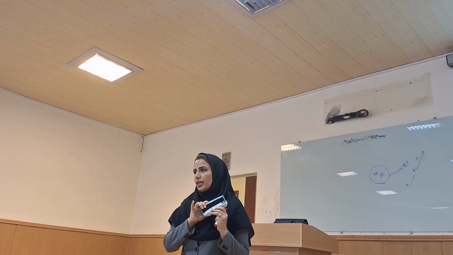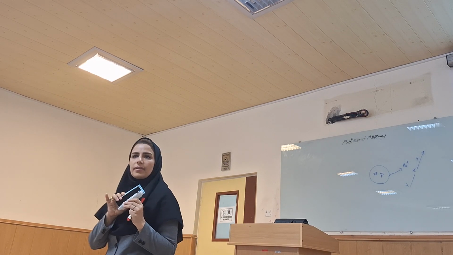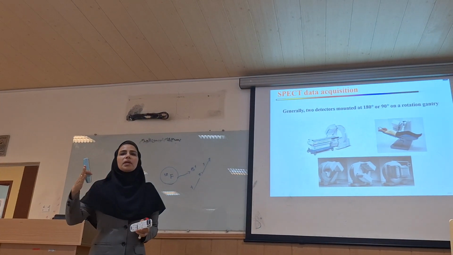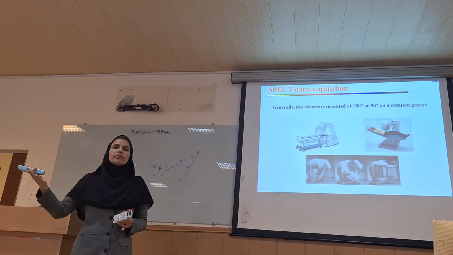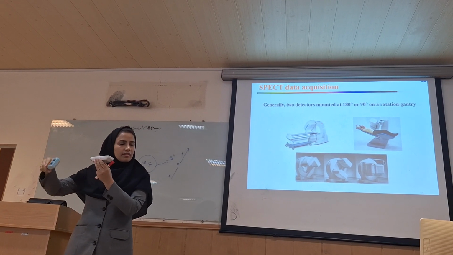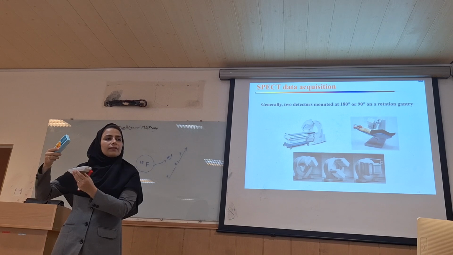Okay, is this clear for all of you? This is the difference between cardiac imaging and other parts of imaging. In other parts, my detectors rotate around the whole body.